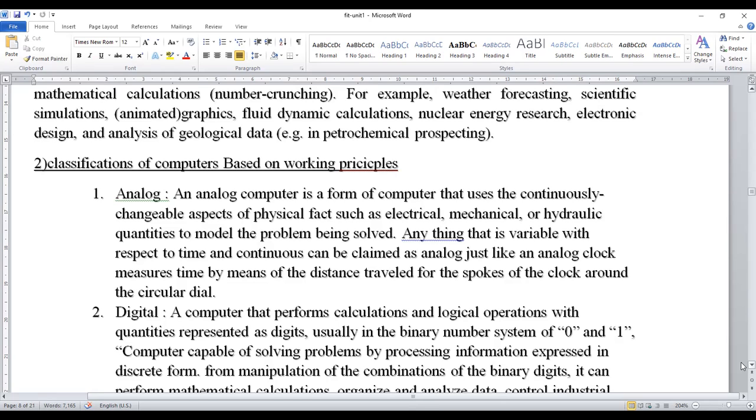So what is an analog computer? These analog computers are different from digital computers. What analog computers do is they don't represent the data accurately. Always it will be analog data. For example, like a clock.